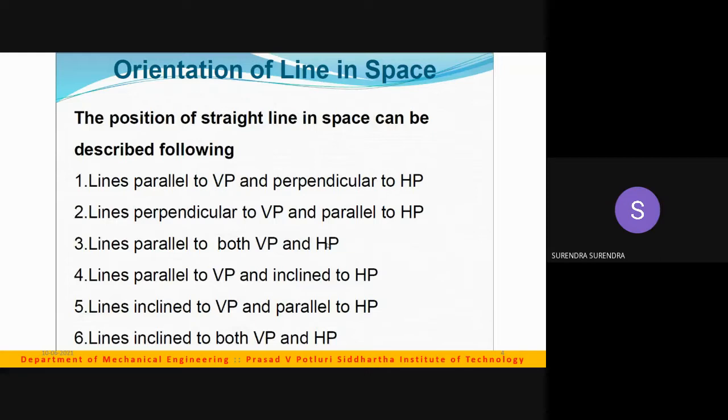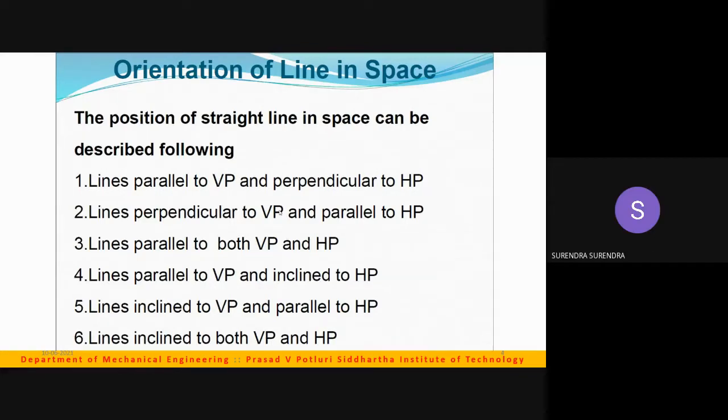And the next set of problems, B1, B2, B3, is when the line is perpendicular to one reference plane and parallel to the other. Am I audible? Any of you, please respond. Yes, sir, audible, sir. Okay, good.